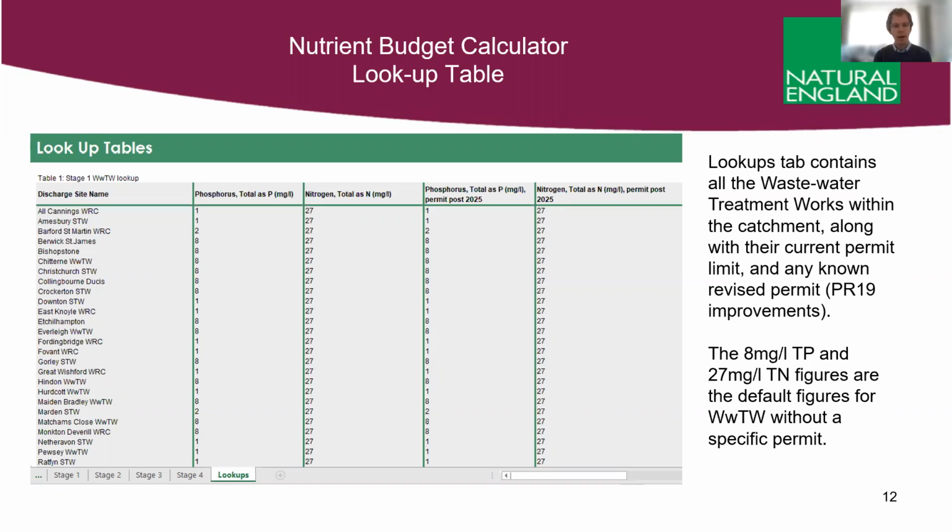What I would highlight, and this is covered in the methodology, is that there is definitely a benefit to discussing with the local water undertaker, water company, to get data on those works that don't have permits, because in a significant number of cases, it is likely that the actual value will be lower than 8 or 27. And it's perfectly reasonable to use a value derived from the water company.